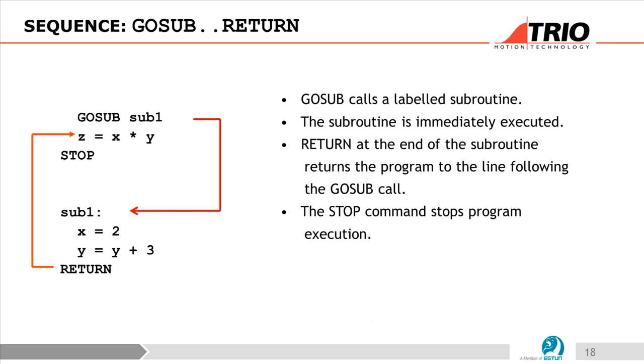So gosub calls a labeled subroutine. The subroutine is immediately executed, then return at the end of the subroutine. It will give you the following line. And the stop command stops the program execution.